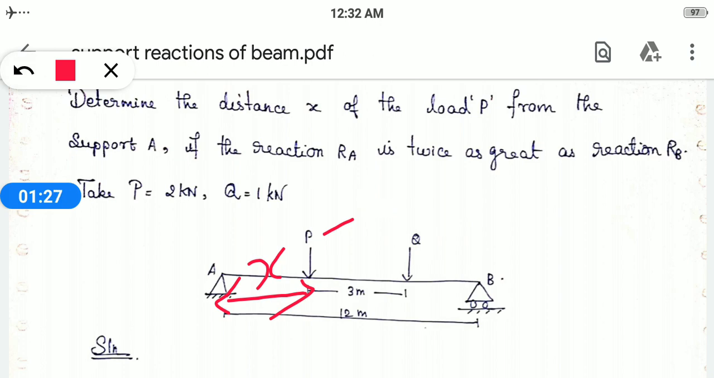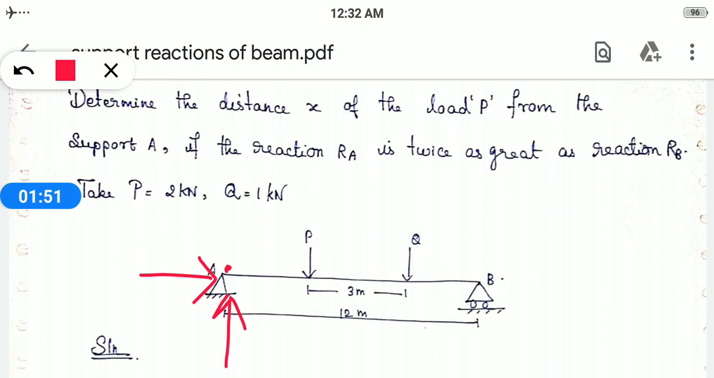Okay, to find the reactions, I'll give you one thing. In this support, point A is fixed. That means it will not move in the vertical direction, and also not in the horizontal direction. So I'm plotting the reactions like this and like this. That means this is your vertical reaction and this is your horizontal reaction.